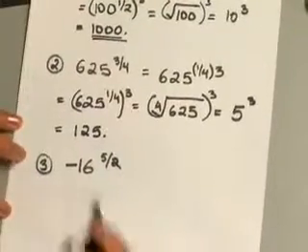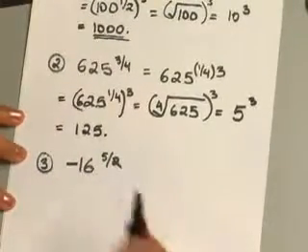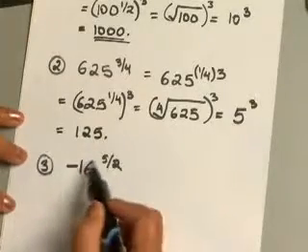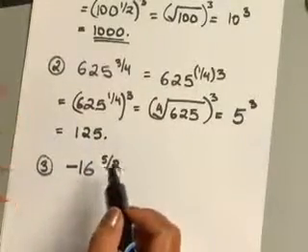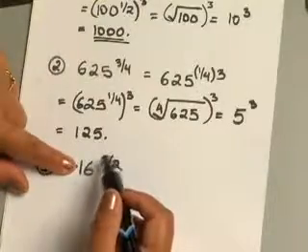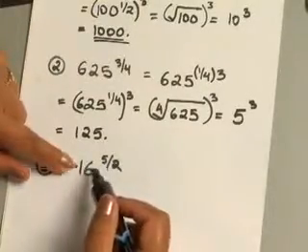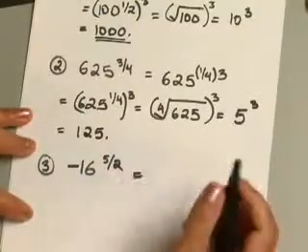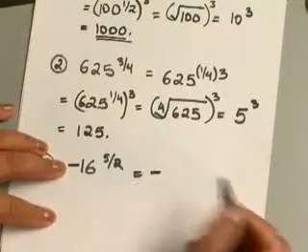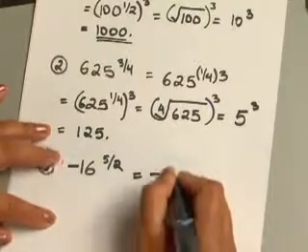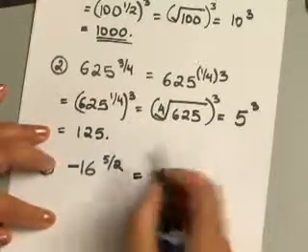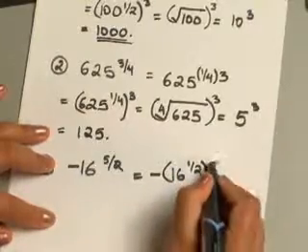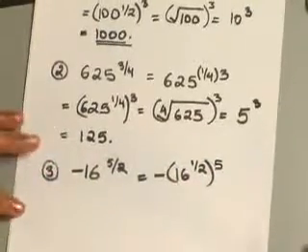All right, what happens when you have negative 16 to the 5/2? Now again, you will notice you don't have any parentheses around the negative 16, so that means that your exponent of 5/2 is only on 16 and not on the negative sign. So when you evaluate this, make sure that you keep that negative on the outside, and you'll end up with 16 to the 1/2, and then you can put the 5 on the outside.